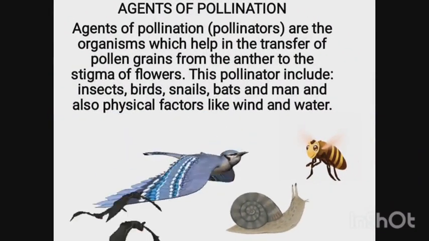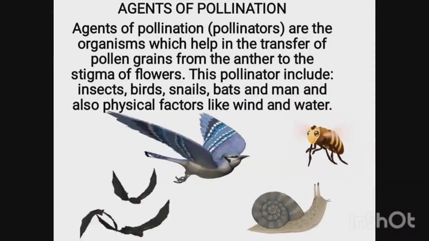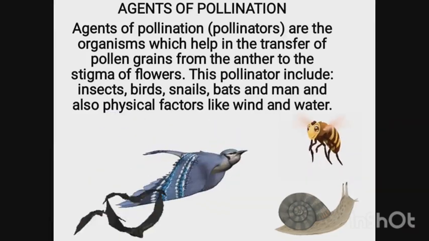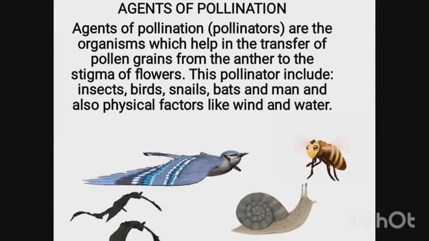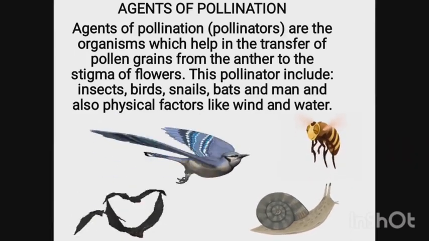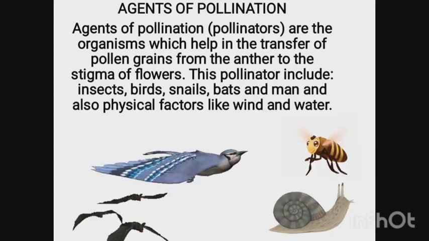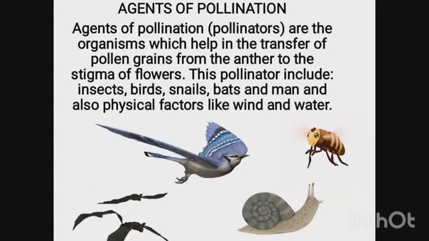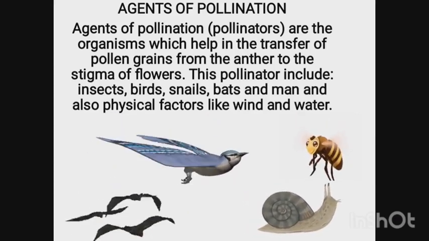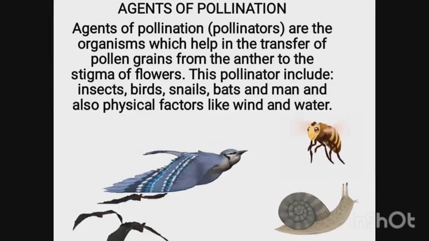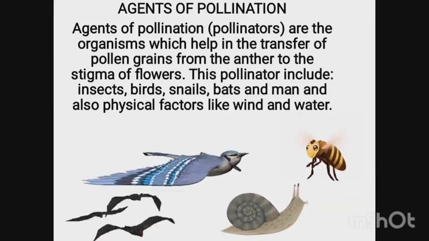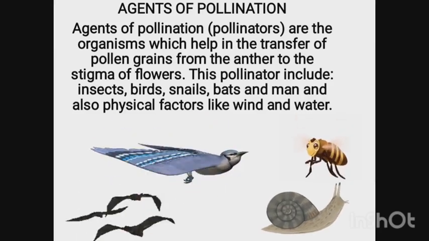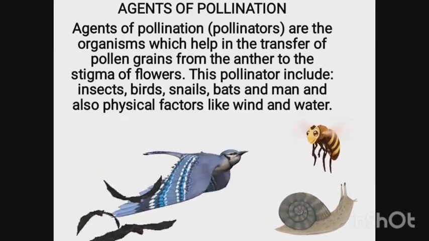Let's look at agents of pollination. These agents of pollination are very key when it comes to pollination, because without them we cannot have our flowers, our fruits, and our seeds. What are agents of pollination? Another word for agents of pollination is pollinators. They are organisms which help in the transfer of pollen grains from the anther to the stigma of flowers. And these pollinators include birds, insects, bats, snails, and man.